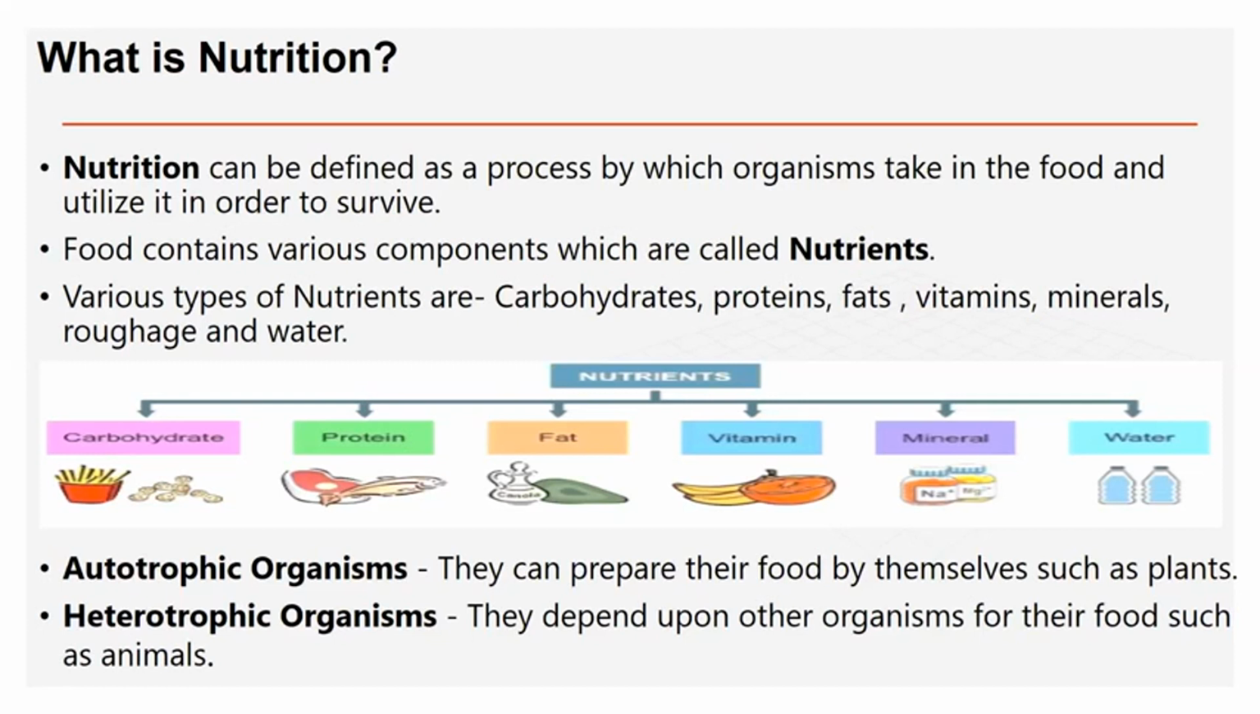Now, heterotrophic nutrition. Heteros means other and trophos means nourishment. So the mode of nutrition in which organisms obtain food from other plants or other animals is called heterotrophic nutrition. Or you can say those organisms that depend upon other organisms for their food are called heterotrophic organisms, like all animals and a few non-green plants. They obtain their food from plants or other animals and thus are also called consumers.